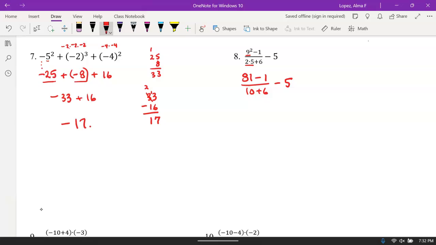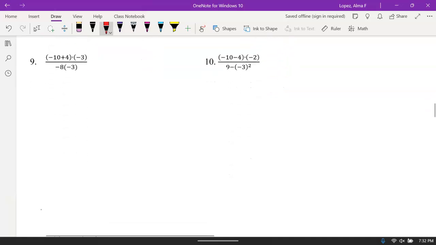Now we can do the addition and subtraction on each order of operations. On the top, it's 81 minus 1, which is 80, and 10 plus 6 is 16, minus 5. 80 divided by 16, when you do the long division, is going to be 5. I'll let you do the long division and stuff on your own now, just for time's sake on the video. 5 minus 5 is going to be 0. It is okay to get answers of 0, isn't it?